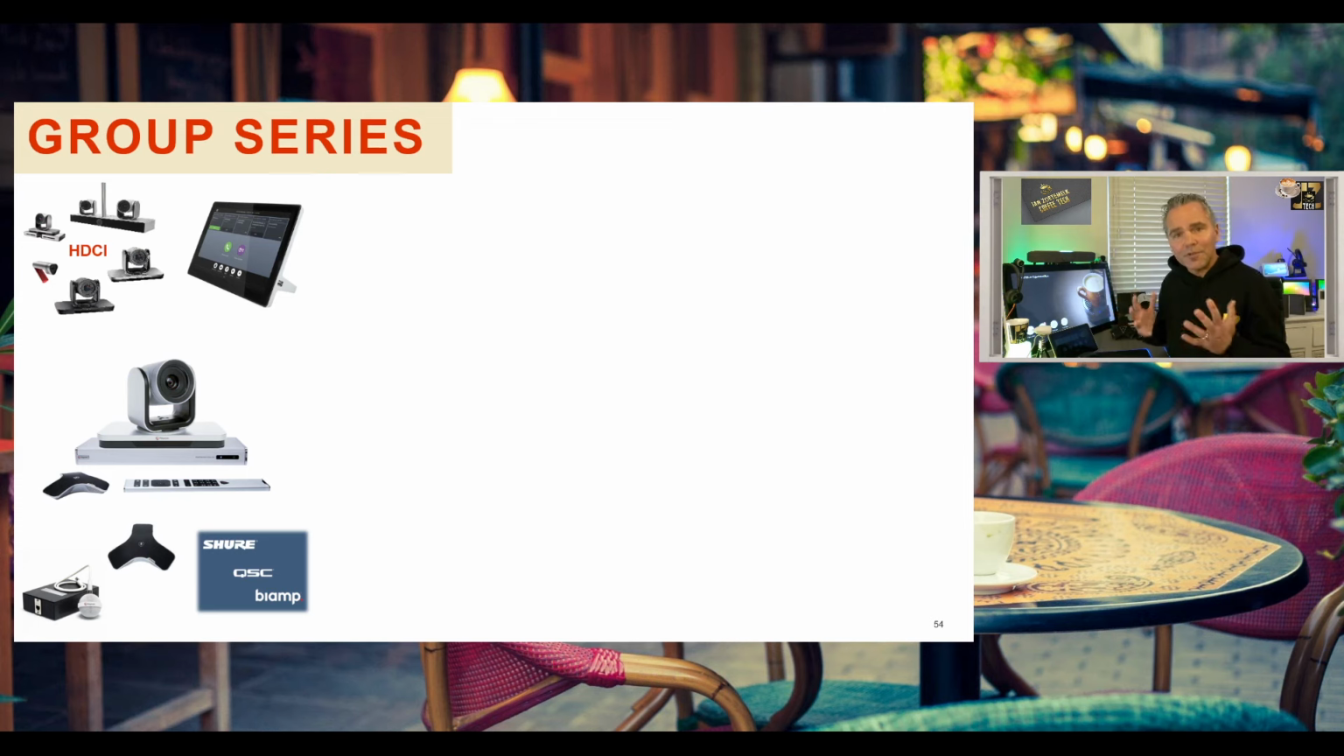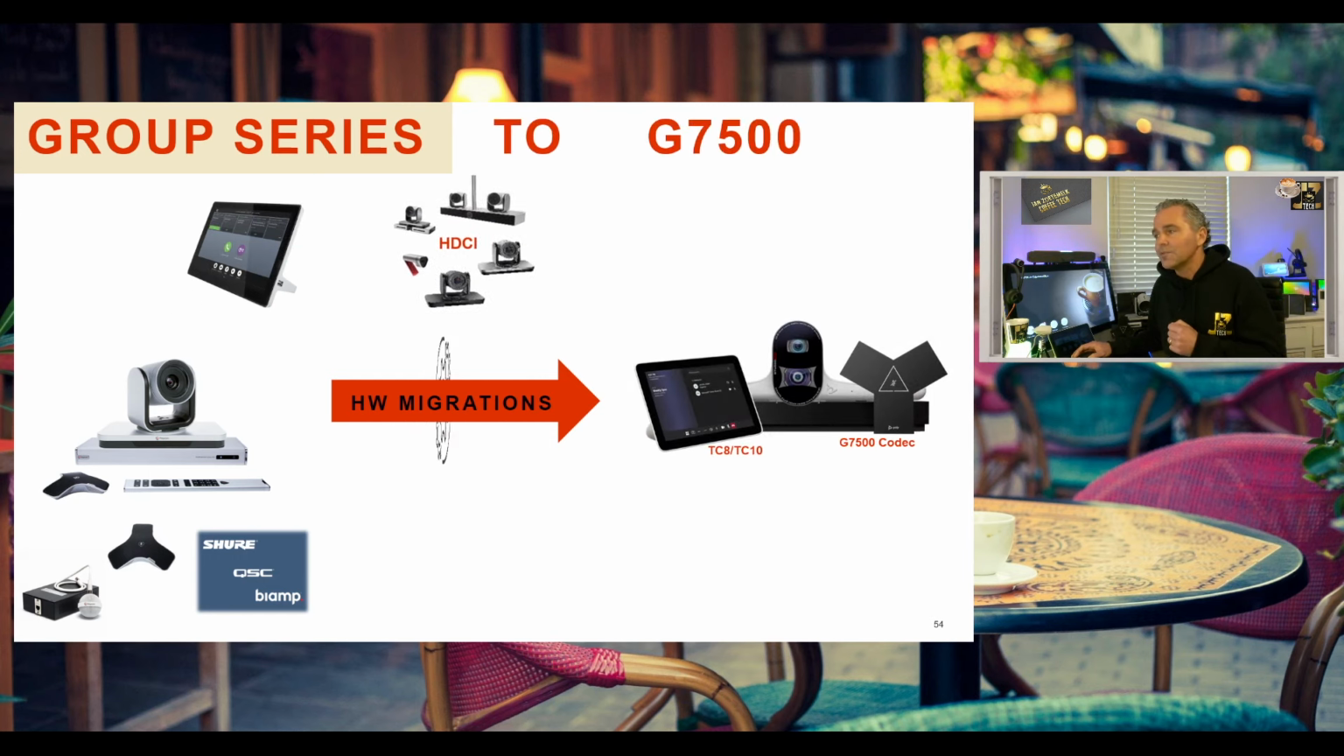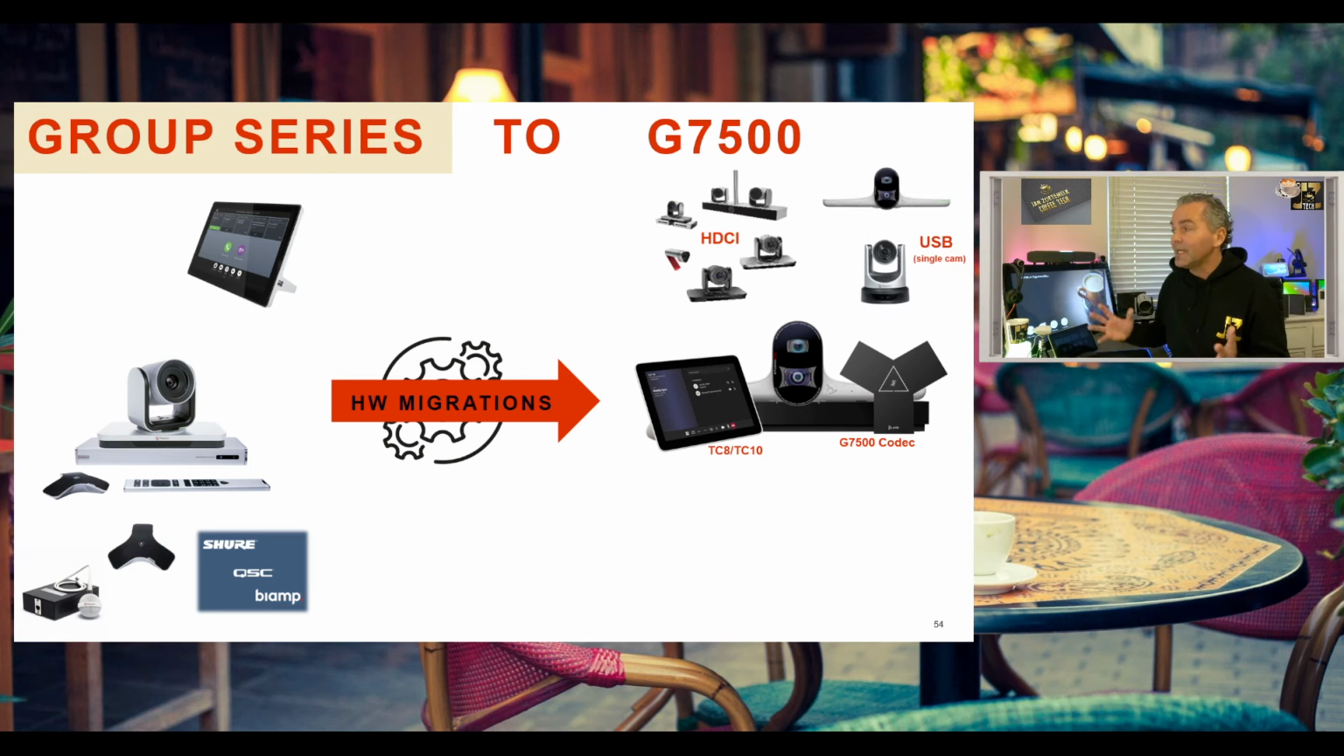Now, if you're coming from group series and you're looking to upgrade to the G7500, what are the options there? First off, the cameras. Yes, you can use the HDCI cameras with the G7500. I think that is important. You can also use USB cameras now. With the 4.0 release, you can go to a newer camera. You can also go to the E70 or the Eagle i4 USB, and that is also a possibility. But just one camera at a time can work on the Teams application. I think that is very important.